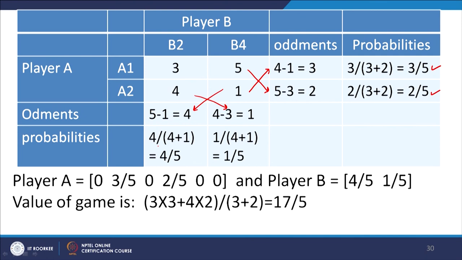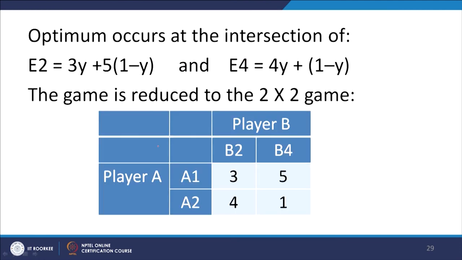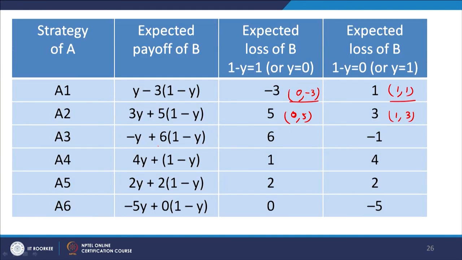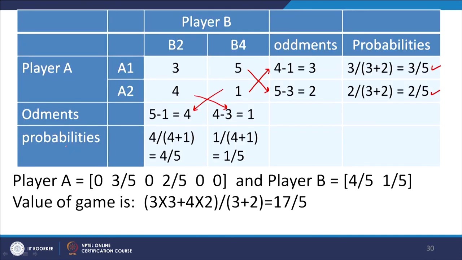Why is that so? This is so because remember that the player A had 6 strategies, and only 2 and 4 are surviving. 2 is surviving and 4 is surviving, rest of them are 0. So therefore, when we write the final strategies of the player A, then we have to write 0 corresponding to the first one, corresponding to the third one, and similarly corresponding to the fifth one and the sixth one. That is why the player A strategies are given by 0, 3/5, 0, 2/5, 0 and 0. And similarly, for the player B, we have the strategies 4/5 and 1/5. These are obtained in this row.